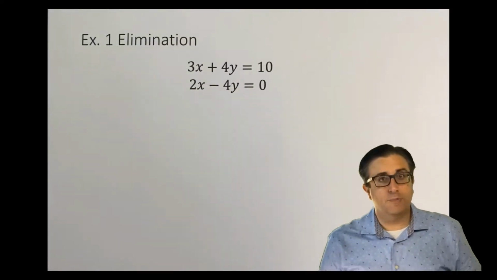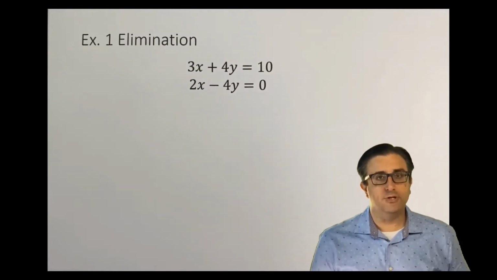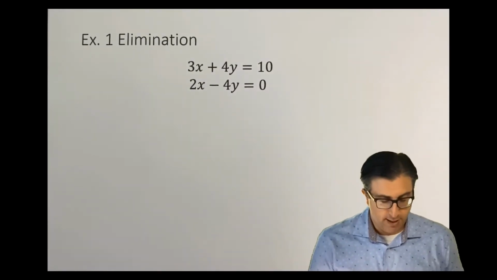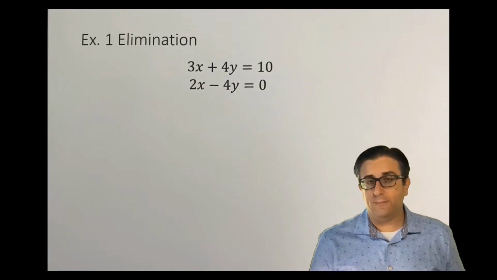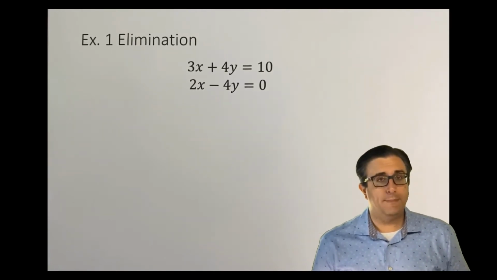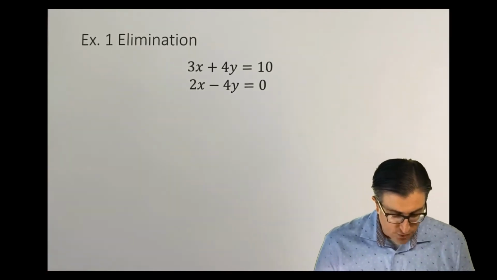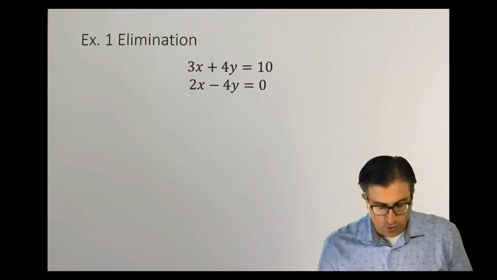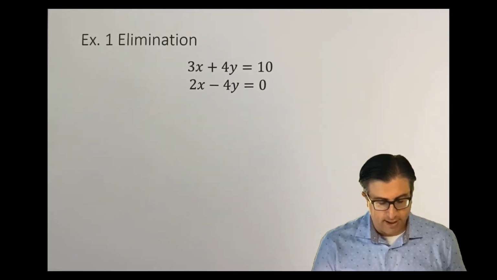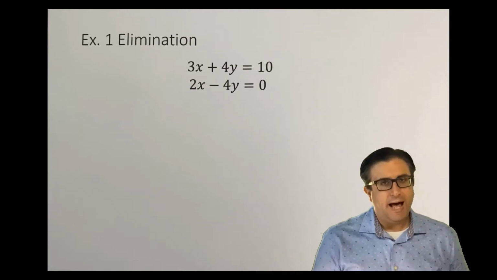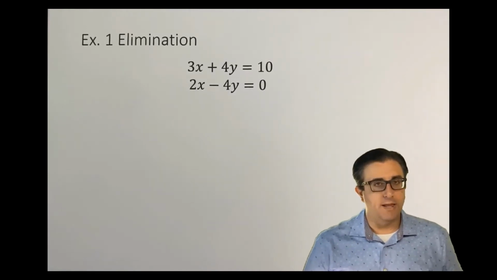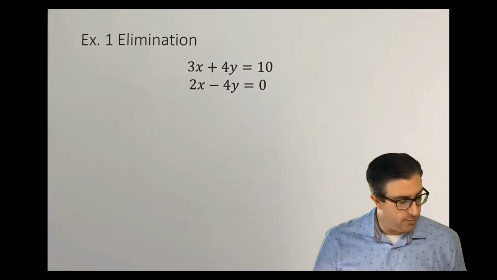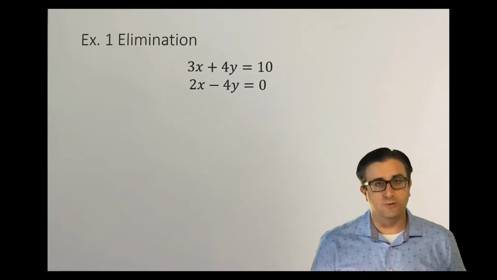All right, let's jump right into some examples. Now, these are going to be a little bit trickier than last lesson's examples. These are going to involve either not multiplying at all or maybe multiplying both equations. So if we look at the first one, 3x plus 4y equals 10 and 2x minus 4y equals 0. I look and see, are there any variables that are by themselves? There's not in this problem, and there's not going to be in all of the problems that we do today.